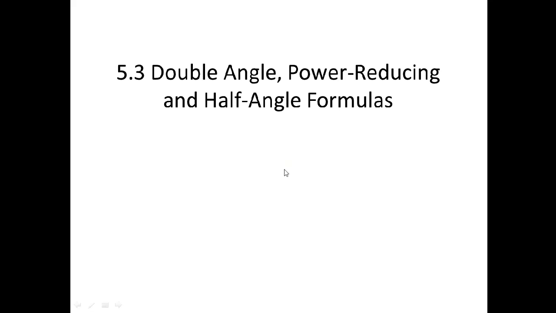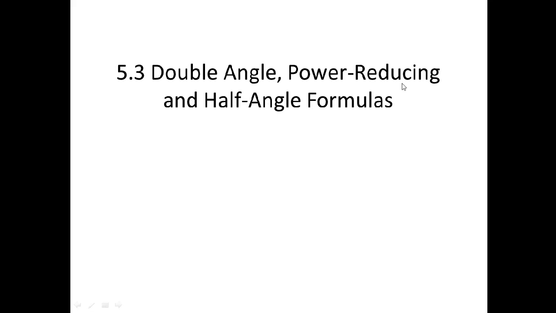Alright, so this section is going to talk about the double angle, the power reducing, and the half angle formulas for trig functions. They are pretty much exactly what they say. The double angle formula is a formula that takes a given angle theta and calculates what the sine, cosine, and tangent of 2 theta would be.